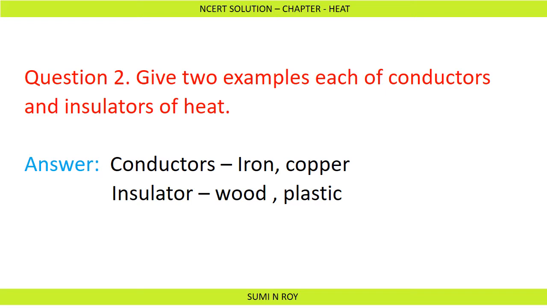Now let us define insulators. Those materials which do not allow heat to pass through them easily are called poor conductors, and the other name for poor conductor is insulator. Some examples of insulators are plastic, wood, paper, cloth, leather, cotton, wool, thermocol. You can write any two. So we will write wood and plastic are the insulators of heat. I think you have understood. Now let us go to the next question.